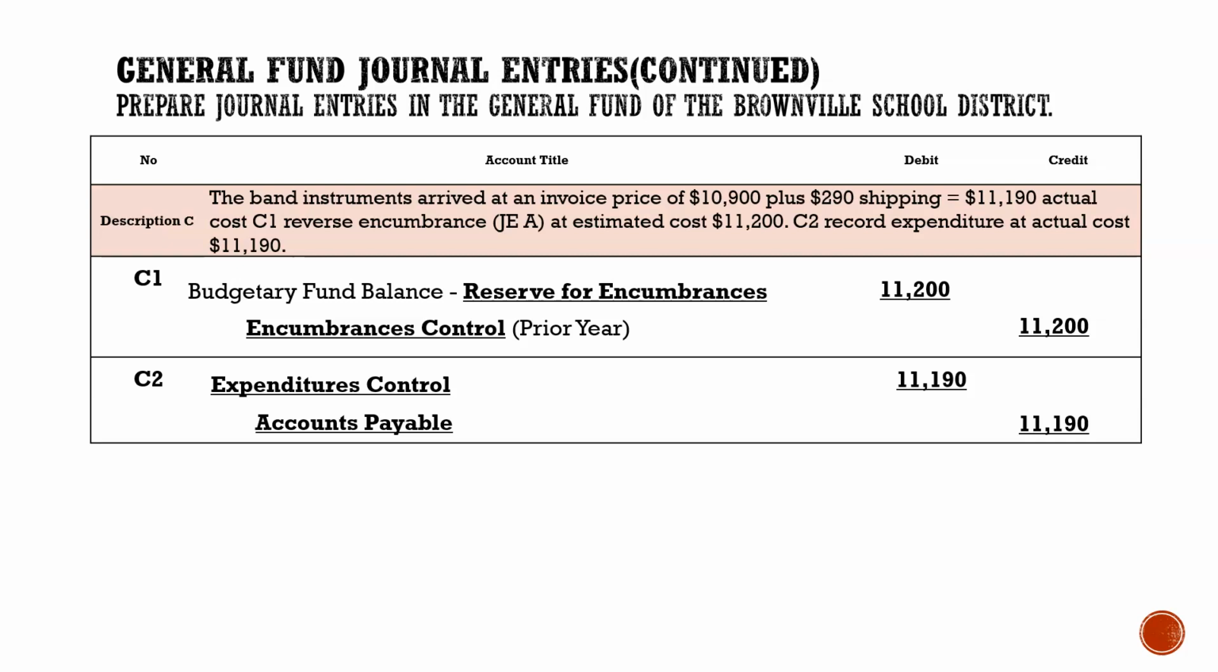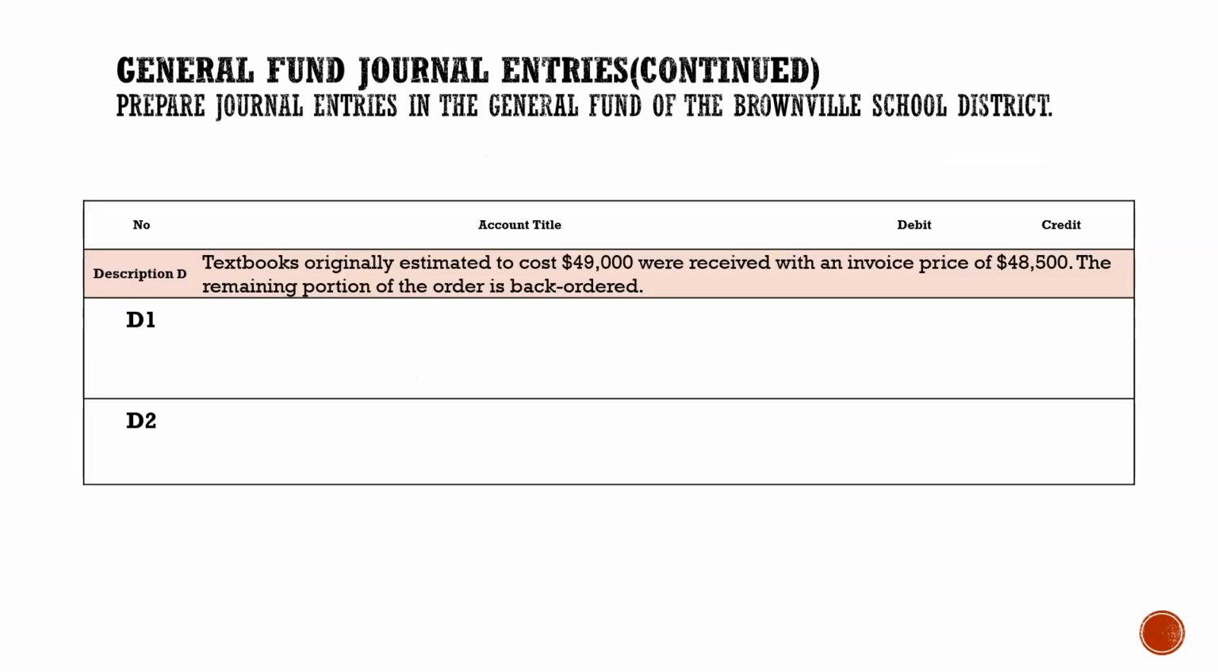So hopefully this journal entry makes sense. If it does not, please contact me and I will walk you through it if you need me to. So journal entry D here. They tell us that textbooks originally estimated to cost $49,000 were received with an invoice price of $48,500. The remaining portion of the order is back ordered. So what this tells us is of the $57,000 that we encumbered for textbooks, we received an estimated $49,000 worth of those goods. The other $8,000 is still on order.